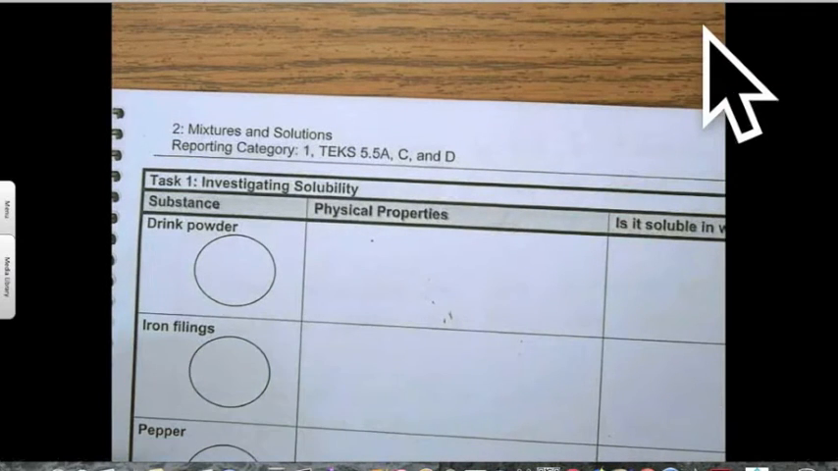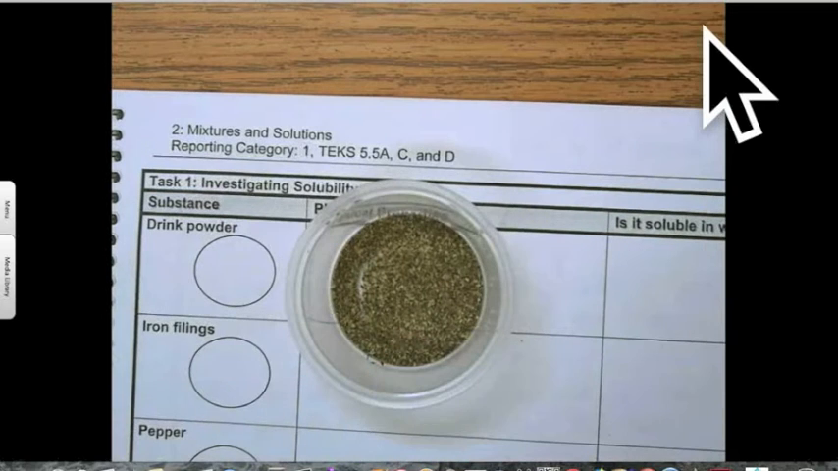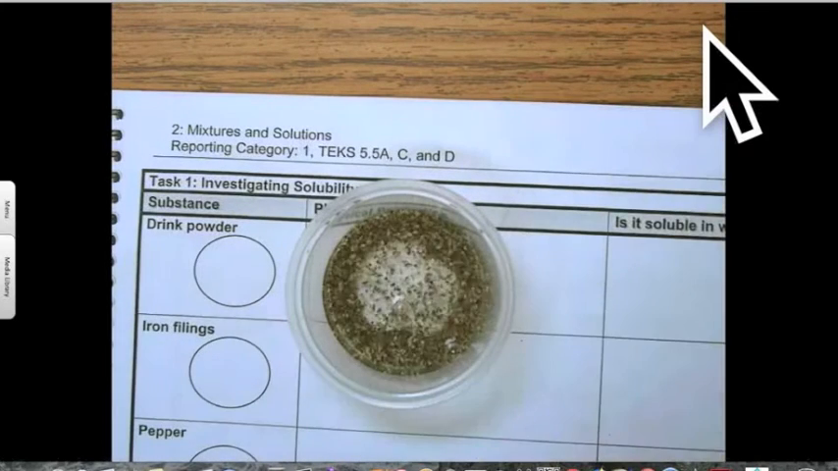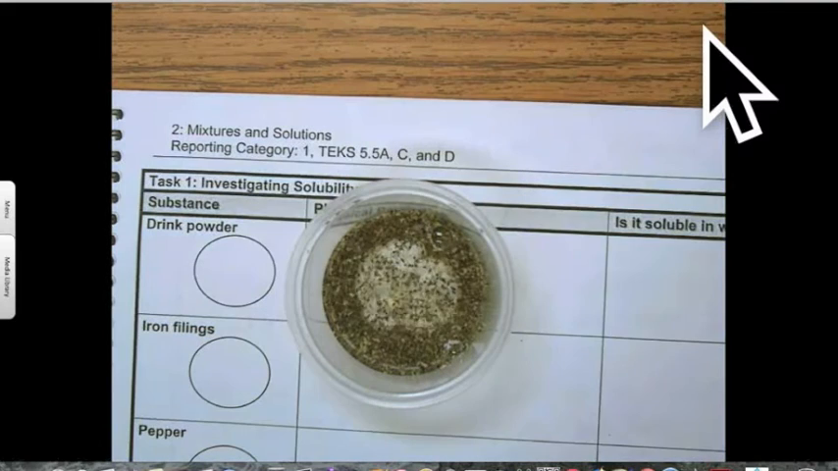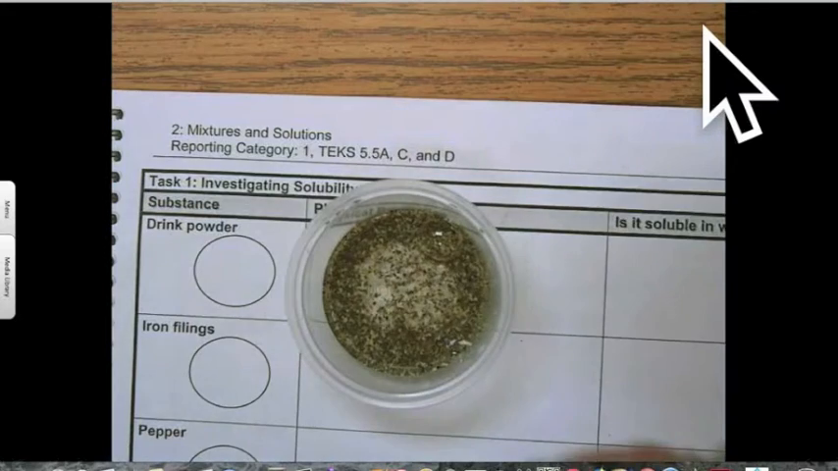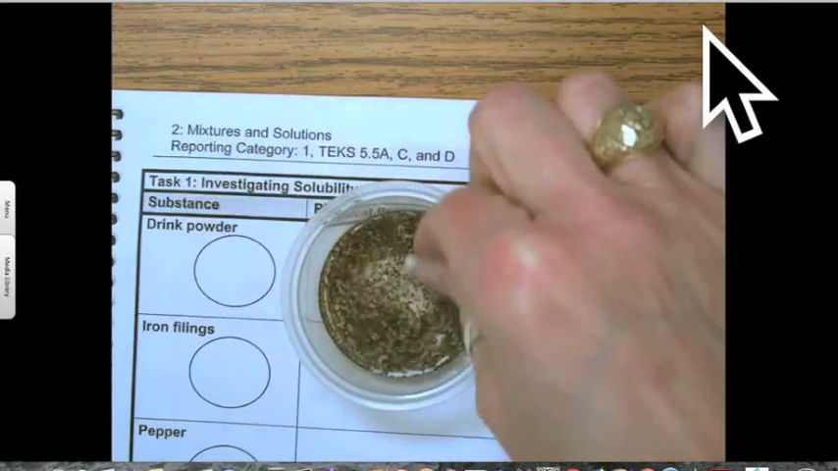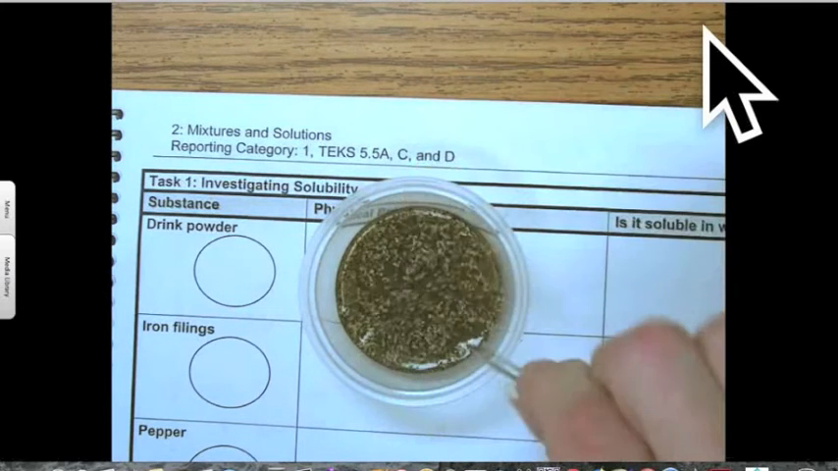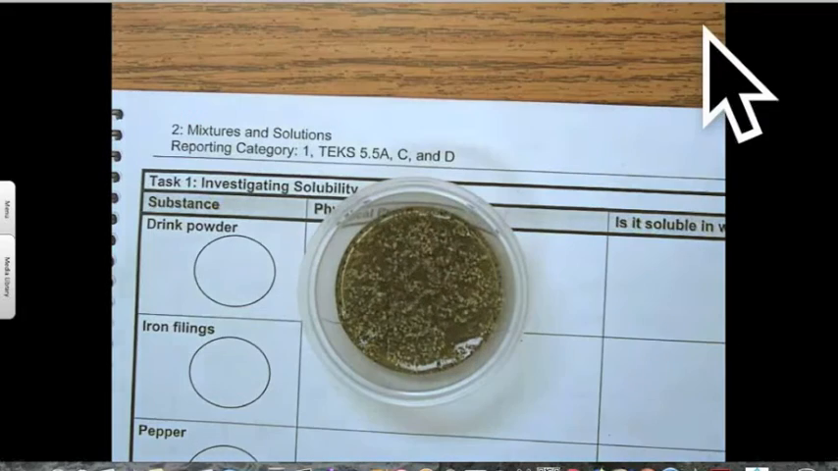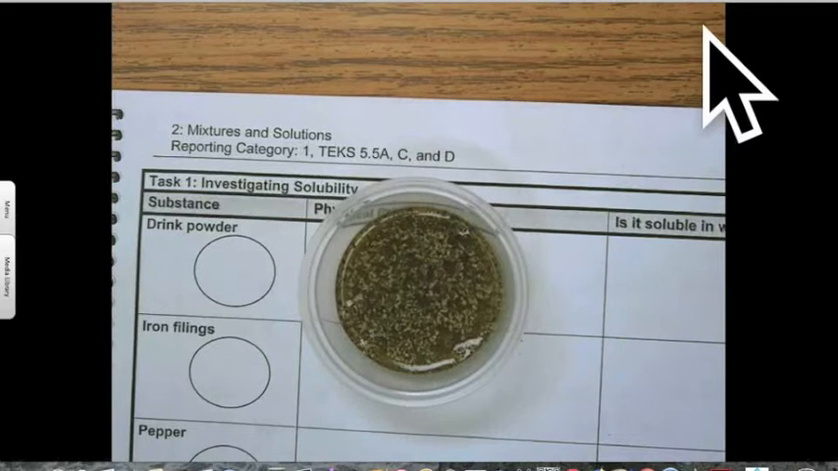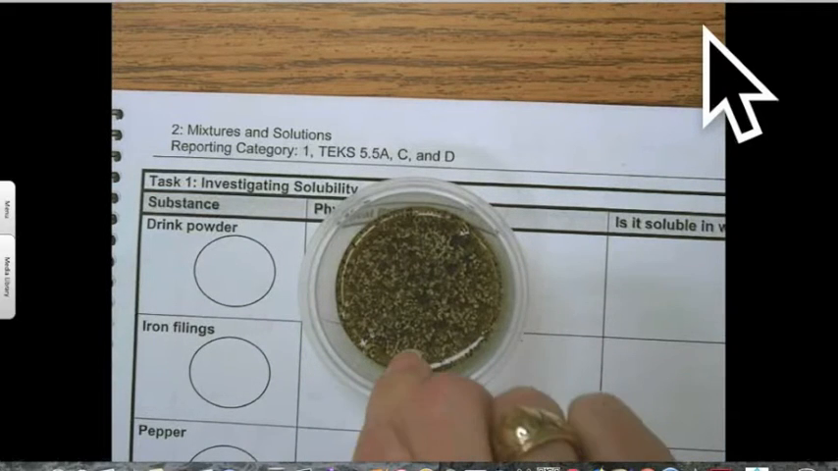Our next substance is pepper. Let's see what happens to pepper when we add water. Add the water. Is there a color change? Are the pepper flakes dissolving? The pepper flakes did not dissolve, so is pepper soluble in water?